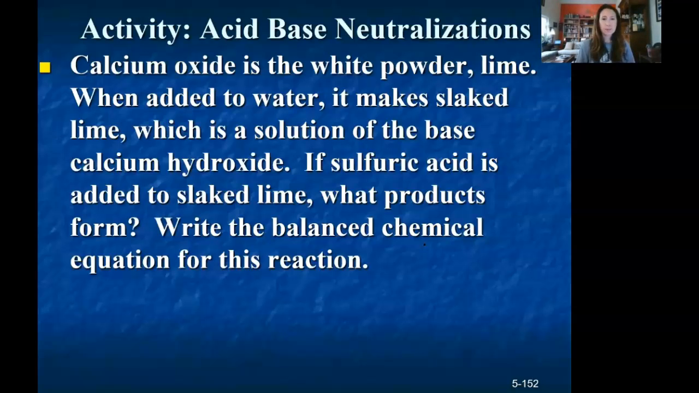This is a great question. This was on an exam. I had this on an exam 2 years ago. So you'll see questions like this on your exam. So when you look at this one, calcium oxide is the white powder lime. When added to water, it makes slaked lime, which is a solution of the base calcium hydroxide. If sulfuric acid is added to slaked lime, what products form? Write the balanced equation for this reaction. So you can see this one's a little bit more difficult because you have to figure out what the reactants and what the products are, right? So that's what makes this one a little bit more difficult.